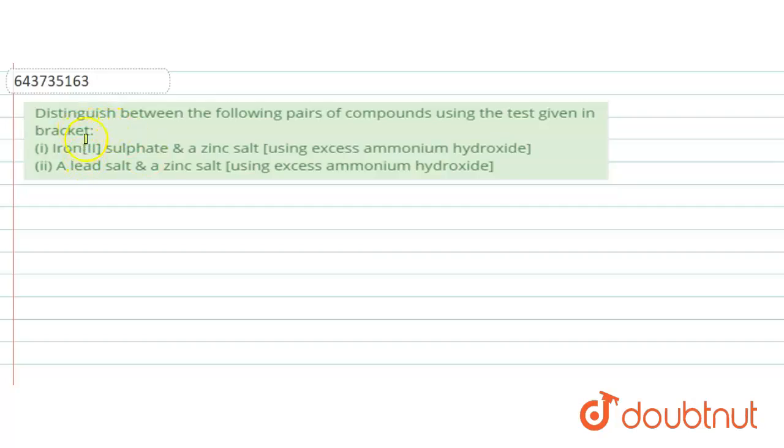Hello everyone, let's start the question. The question says: distinguish between the following pairs of compounds using the test given in the bracket. First, iron (II) sulphate and a zinc salt using excess of ammonium hydroxide. Second, a lead salt and a zinc salt using excess of ammonium hydroxide.